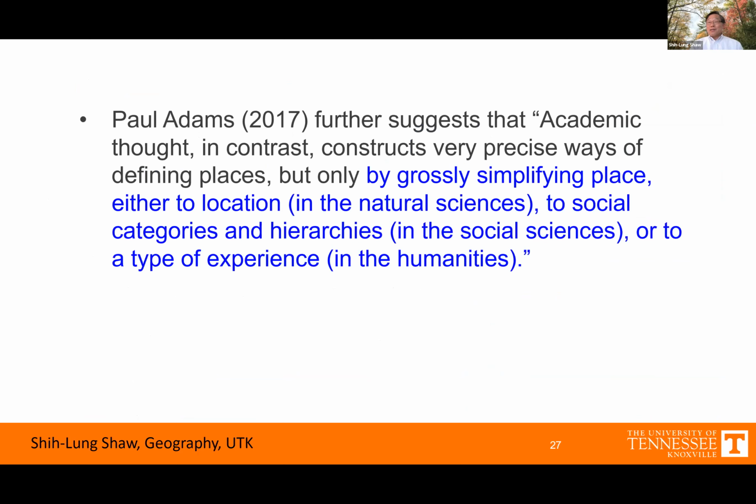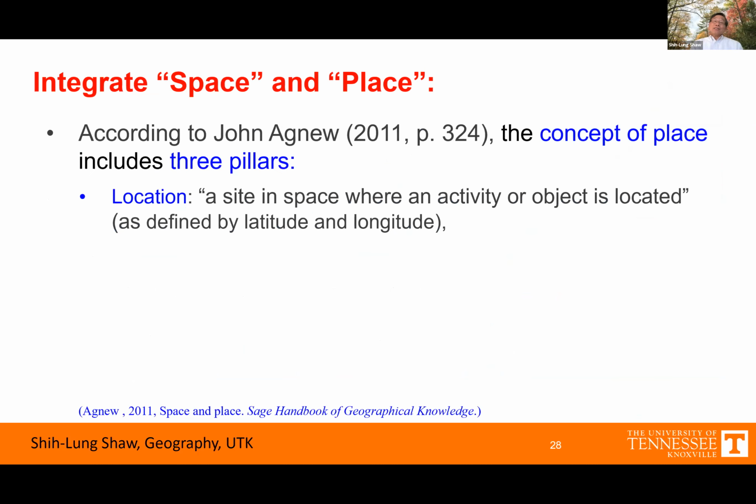Paul Adams also suggests that academic thought constructs very precise ways of defining places, but only by grossly simplifying place: either to just locations, such as in the natural sciences or in conventional GIS; to social categories and hierarchies, like in the social sciences; or to a type of experience, like what people do in the humanities. So how can we integrate these different concepts of space and concepts of place?